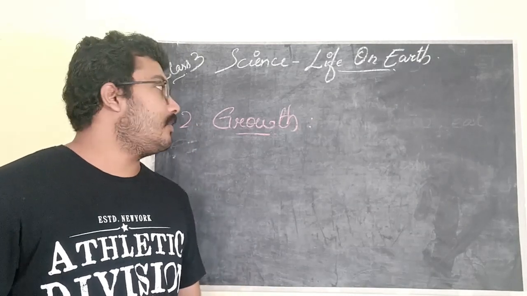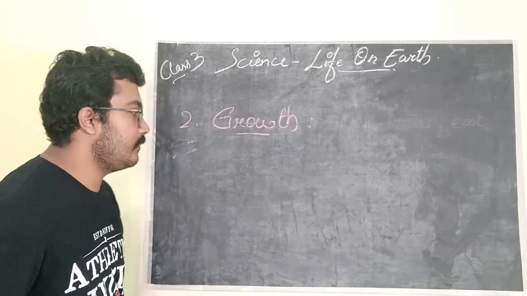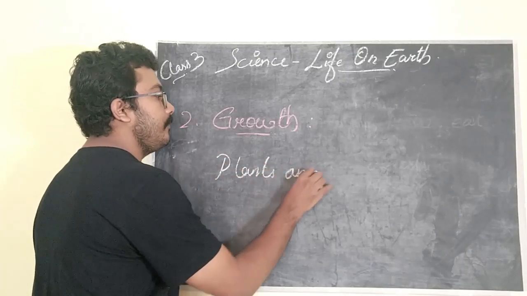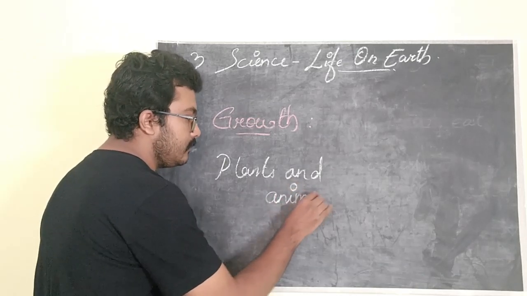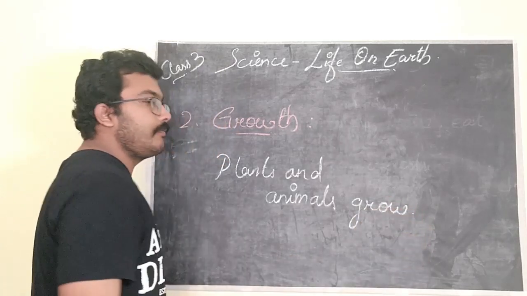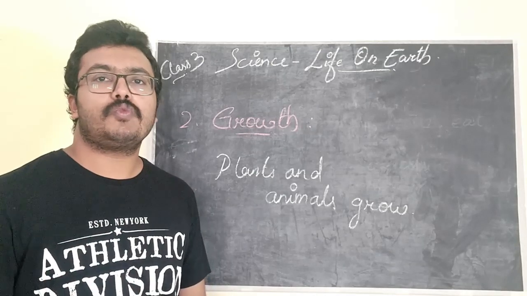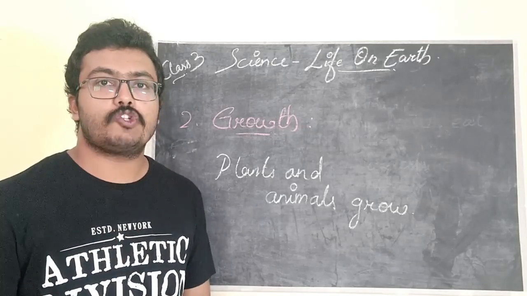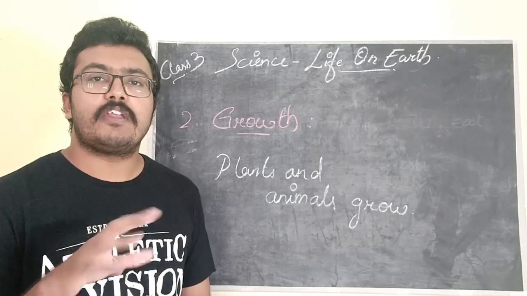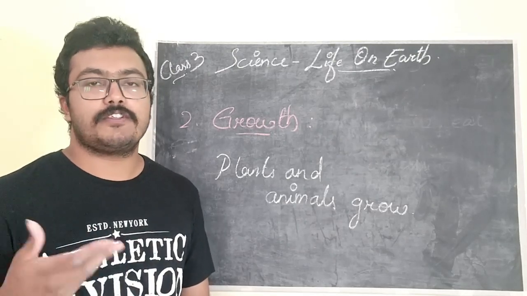Okay, going to the second concept, growth. We all know that all plants and animals grow. Now, what do you mean by grow? Growth is the changes happening to one's life, or the changes happening to a living thing's life. Okay, the process happening in between the lifespan. The change of shape, for example, the change of shape.